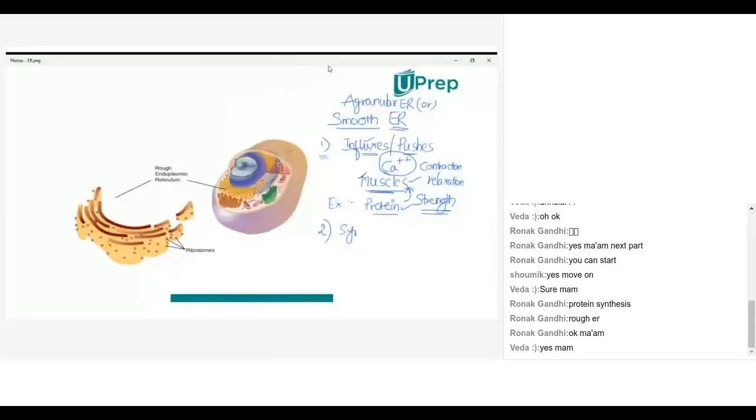Okay. Now, get into the second point. Here, the smooth endoplasmic reticulum is involved in synthesis. What does synthesis mean? Production. Synthesis of lipids, nothing but fats, and synthesis of hormones. Especially the sex hormones.